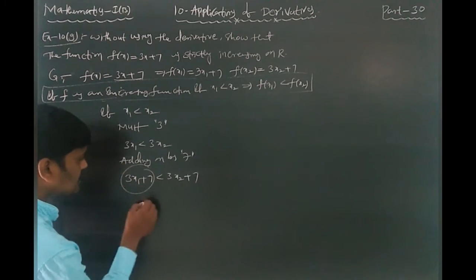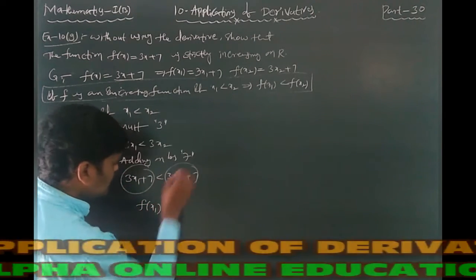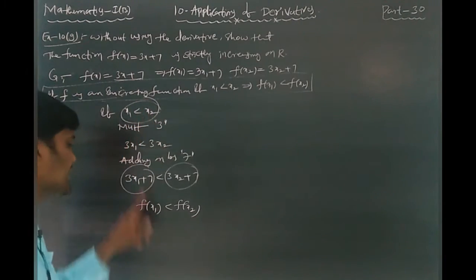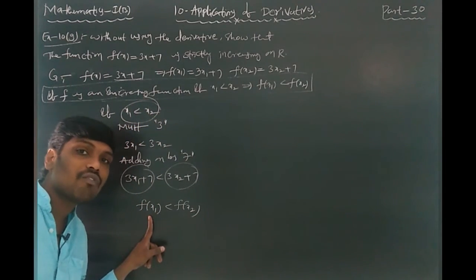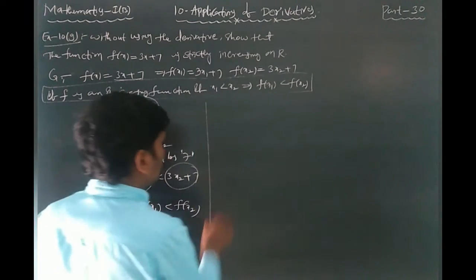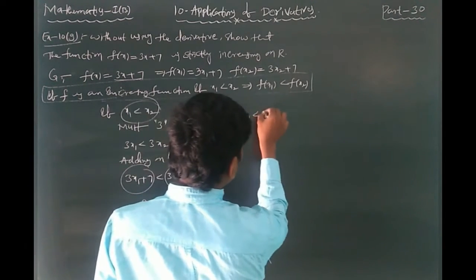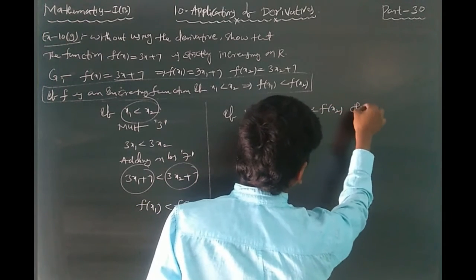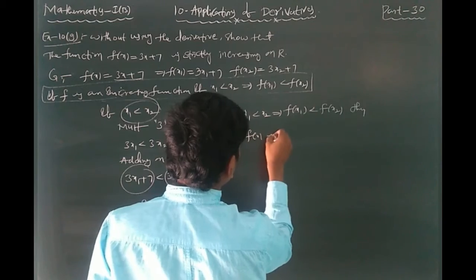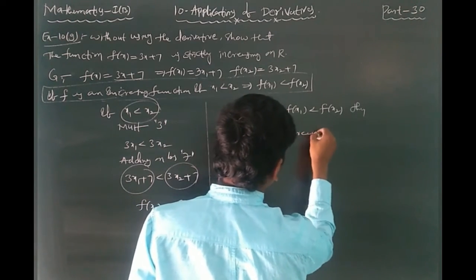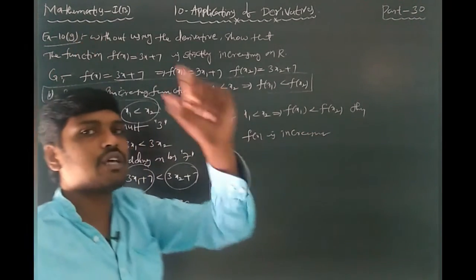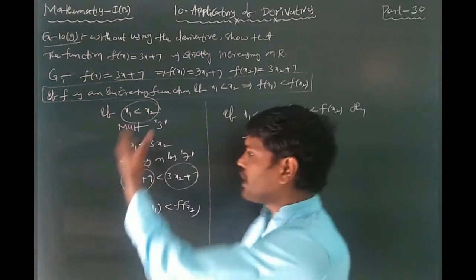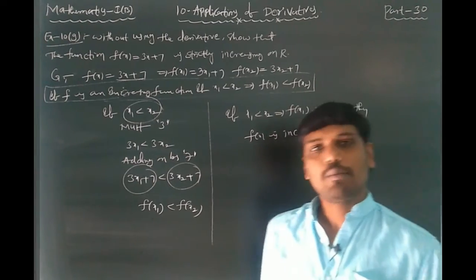What is this one? This one is f of x1. This one is f of x2. If you take x1 less than x2, then you get f of x1 less than f of x2. So if x1 is less than x2, then f of x1 is less than f of x2, hence f of x is an increasing function. These model problems come as unexpected 2 marks in the IB examination. Understood or not? In this way you can do these model problems.